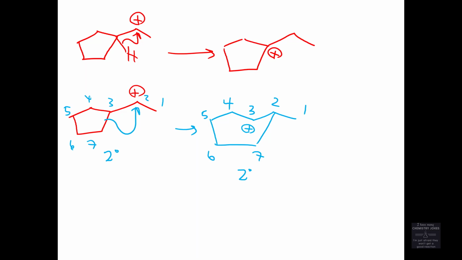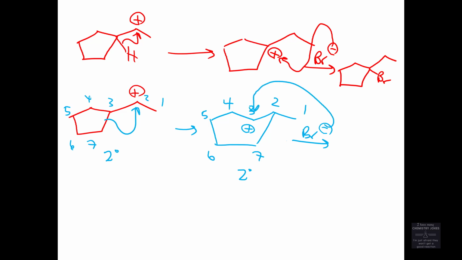Okay, so back to the top. Bromide attacks that carbocation, and you get this. And then to the 6-membered ring one, bromide attacks that carbocation, and you get this. The 6-membered ring, carbon number 3 has a Br, carbon number 2 has carbon number 1.